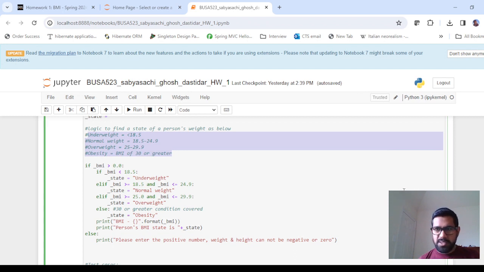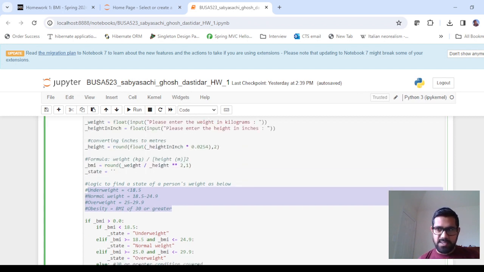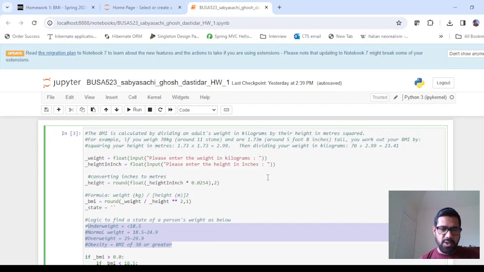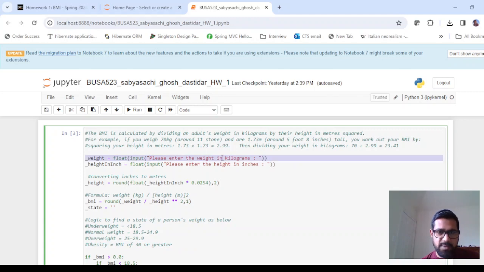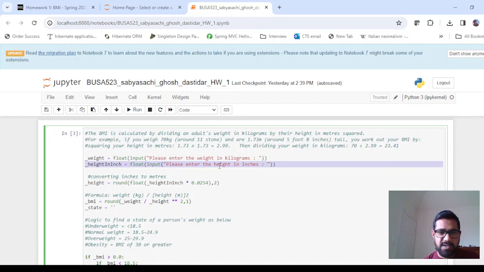So I'm going through the steps the way I wrote the logic to implement this BMI calculator. The first is the weight that we are going to receive in kilograms, and I'm going to convert that into a float value. And then the height in inches, so the inches input I will receive, and then I'm going to convert this inches to a meter. Okay, so this is the height, which is actually in meters.